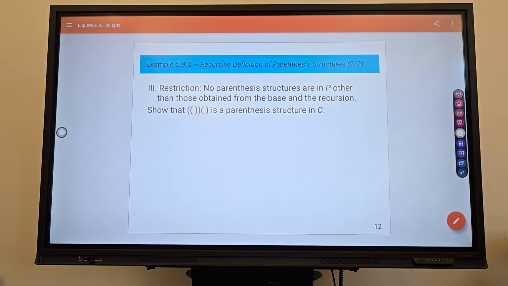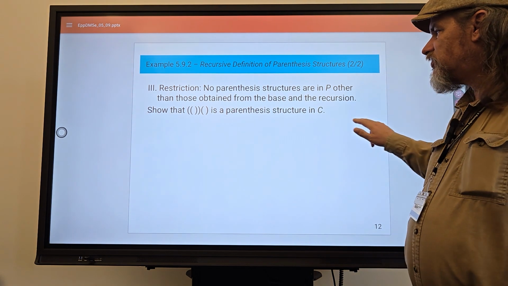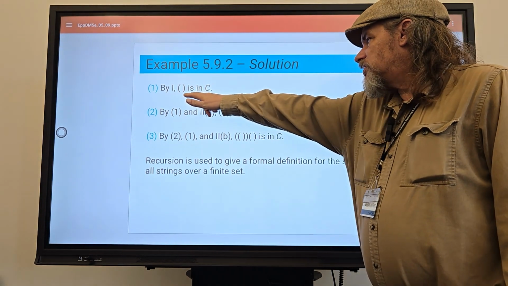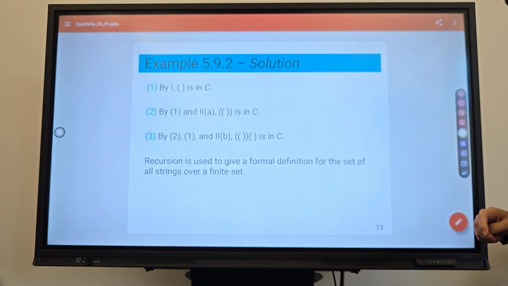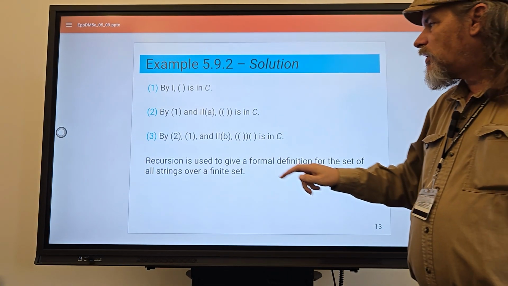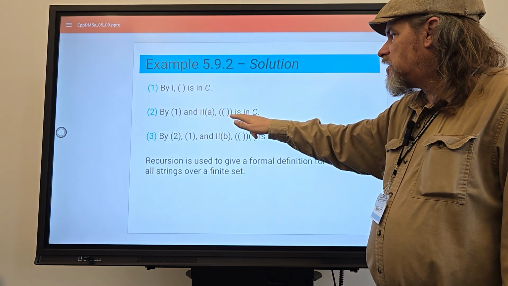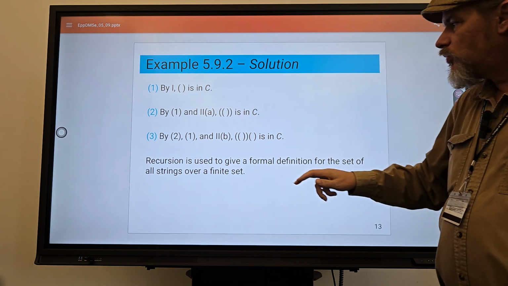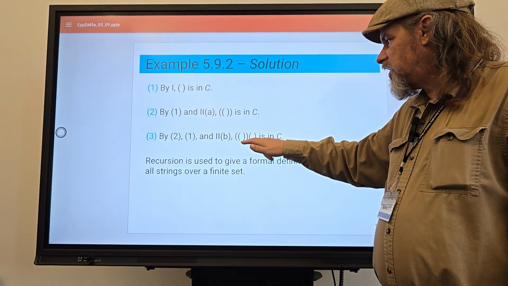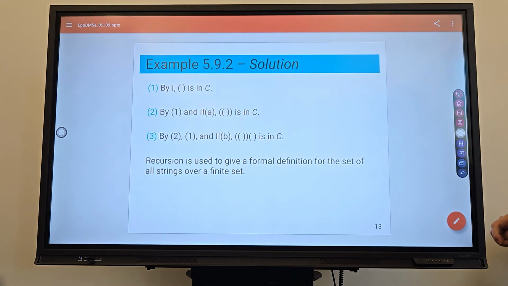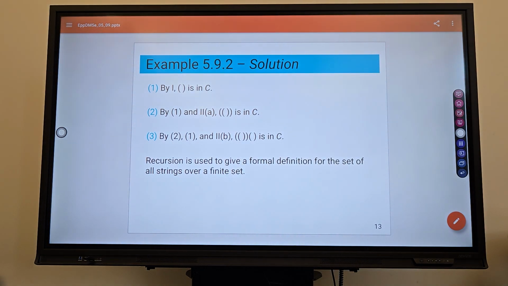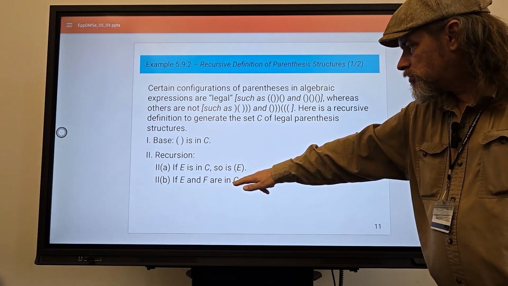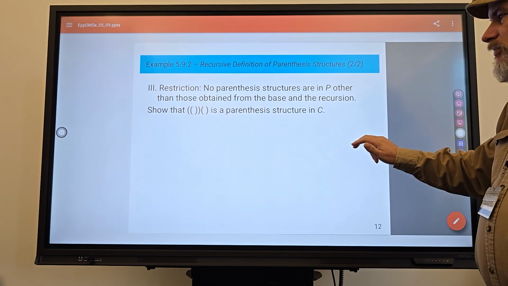Show that this here is a parentheses structure in C. Well, by 1, the open and close parentheses is in C. By 1 and 2a, this is also in C. And then by 2, 1, and 2b, the final expression is in C. Going back to the rules of the recursion here and the base.